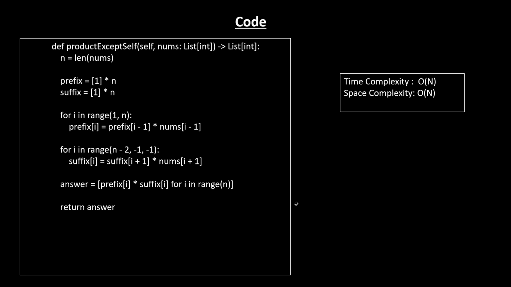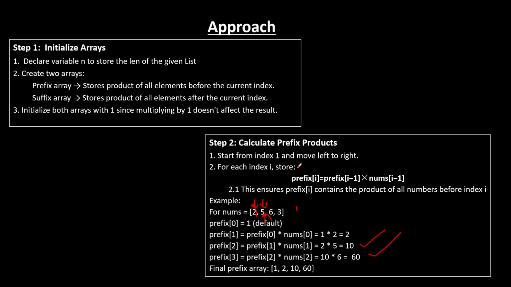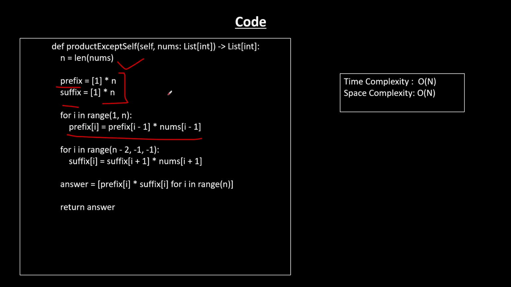Now let's understand the code. The code is an exact copy of the approach discussed. Let's understand it line by line. What we are doing here, we're taking n and storing the length of nums. We're declaring prefix and suffix arrays of size n having 1 in them. We're calculating prefix here. As I explained the formula of prefix multiplication and suffix multiplication, I'm using those formulas here.